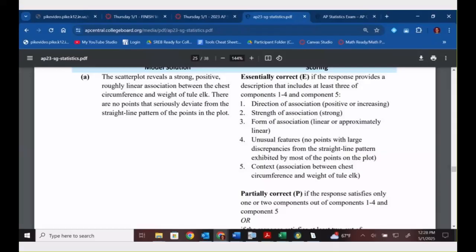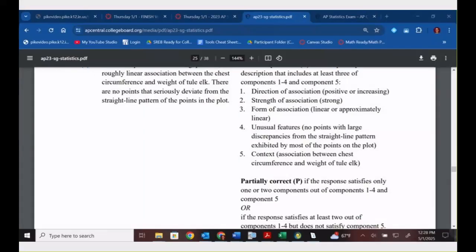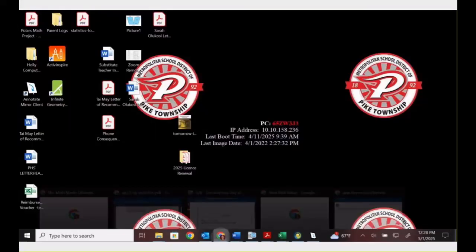And component number 5 is context. You need to have association between chest circumference and weight of the tule elk. You want to make sure that you have both of those pieces there. So again, if you got 3 of the top 4, so 3 of the pieces of the description, and your context, you get an essentially correct on part A. If you only got 1 or 2 of the components of the description and you got your context, that is a partially correct.